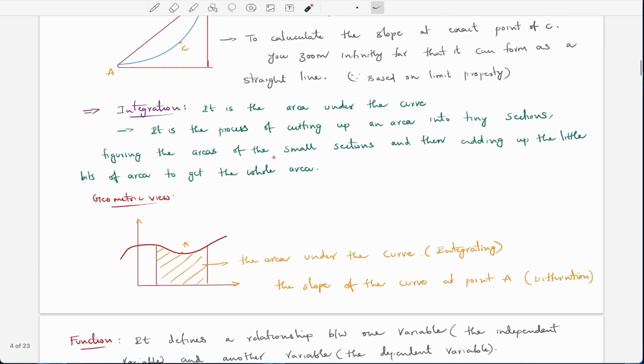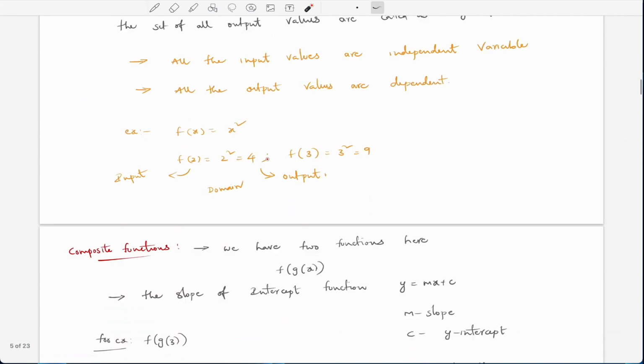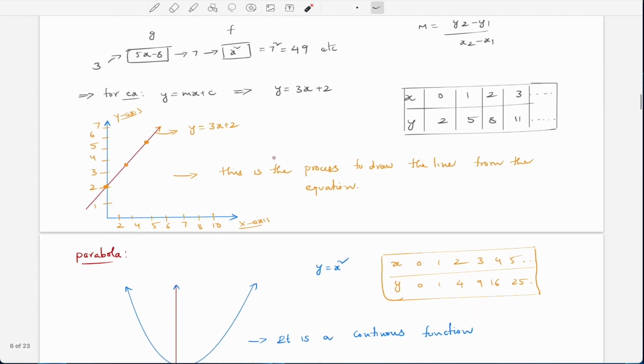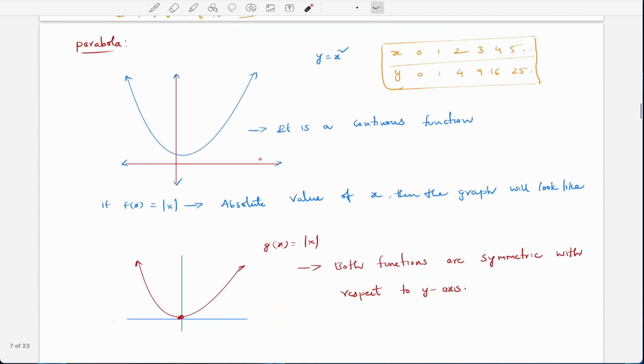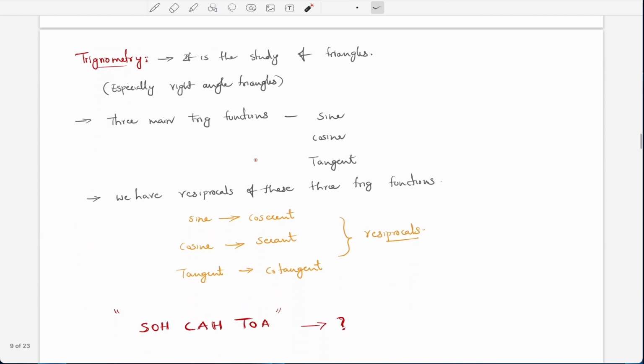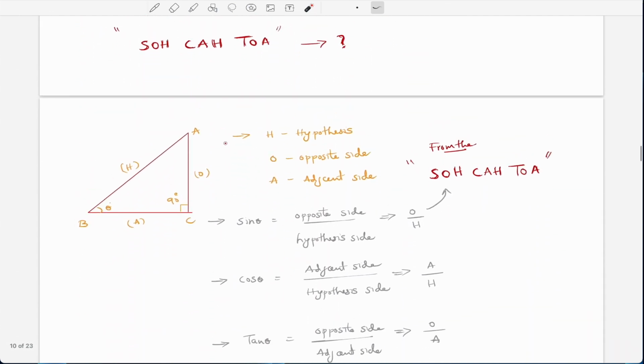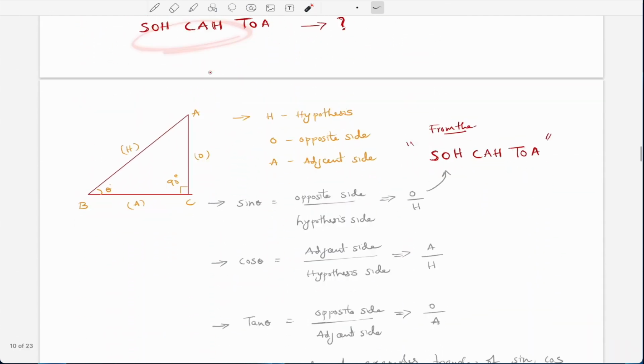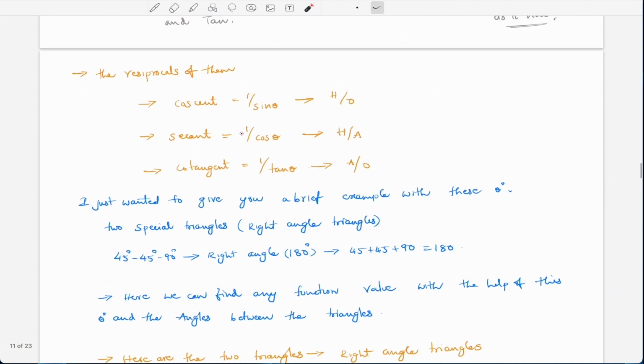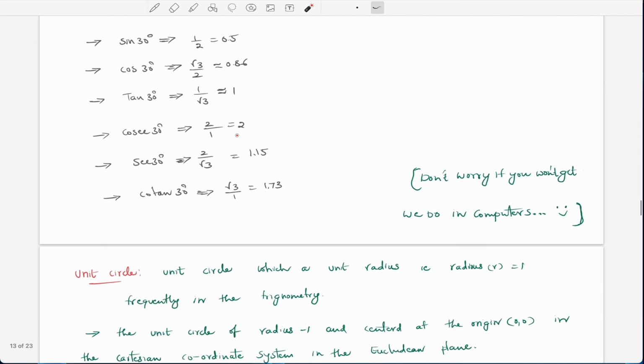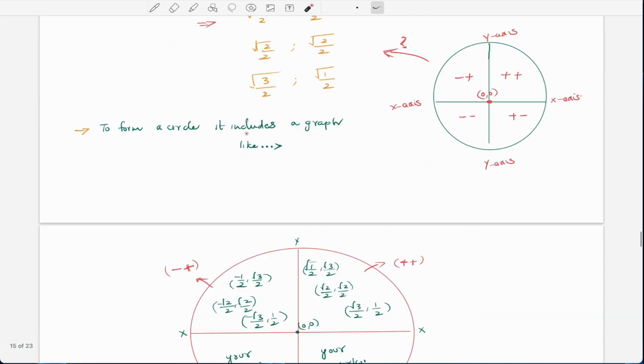Next we are going to cover functions: what functions are, what composite functions are, what a parabola is, and we have trigonometry over there, and we have beautiful diagrams. I'm going to clearly explain all of these, and we have a lot to cover.